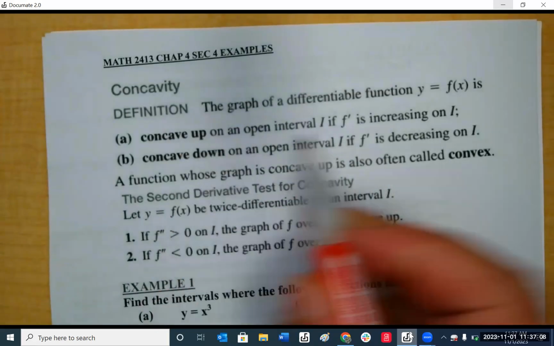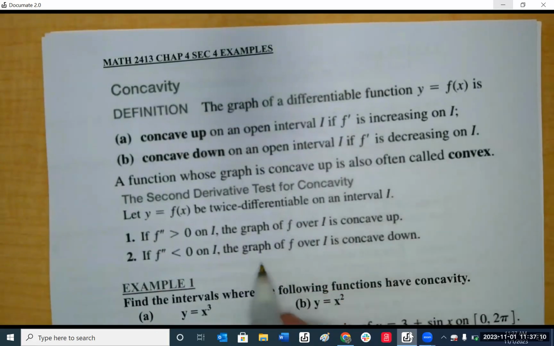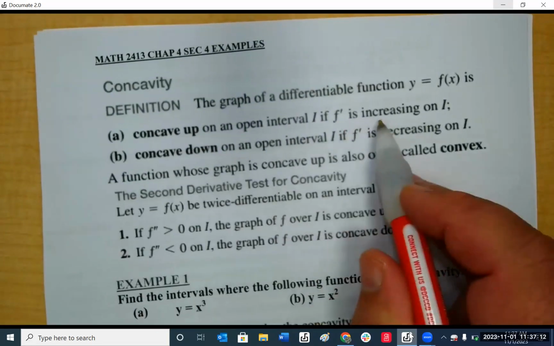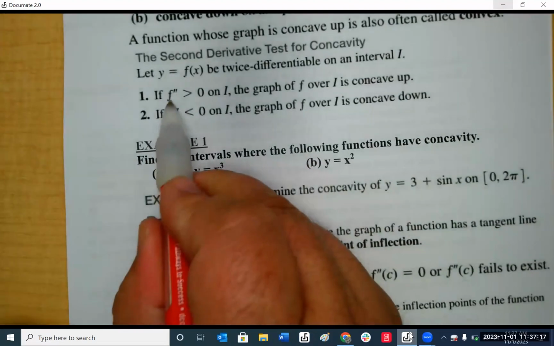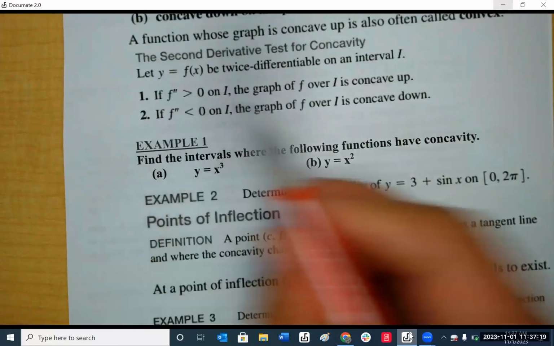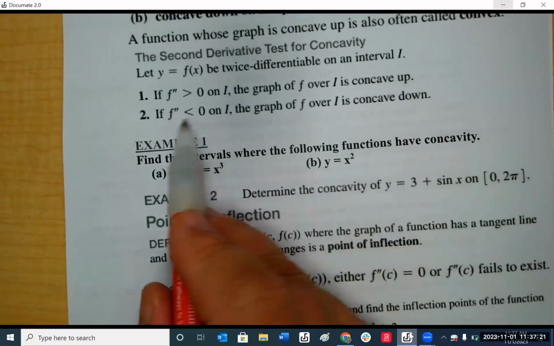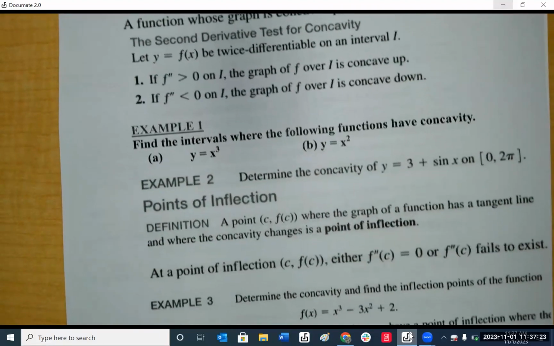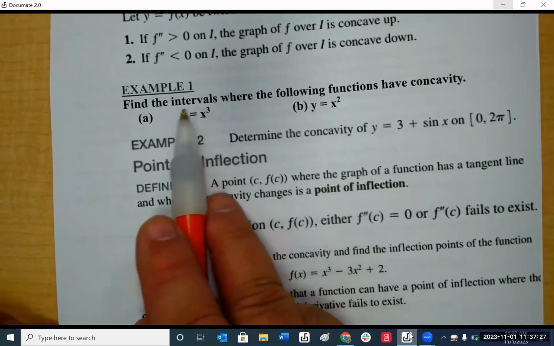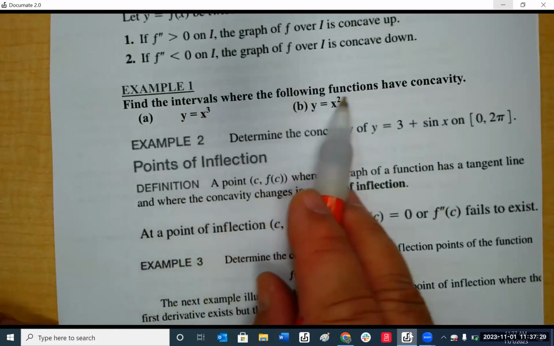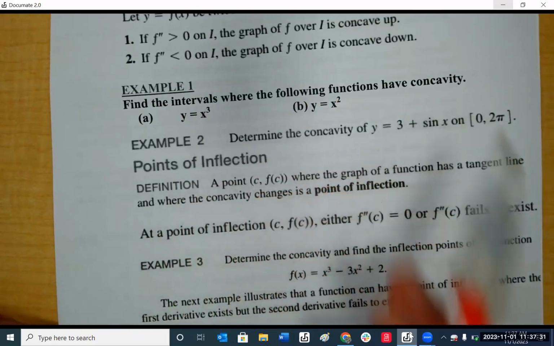So concave up is if the second derivative is positive; on one side it's increasing, on the other side it's decreasing. So if the second derivative is positive, then it's concave up. If the second derivative is negative, it's concave down. So let's look at example 1. Find the intervals where the following functions have concavity.